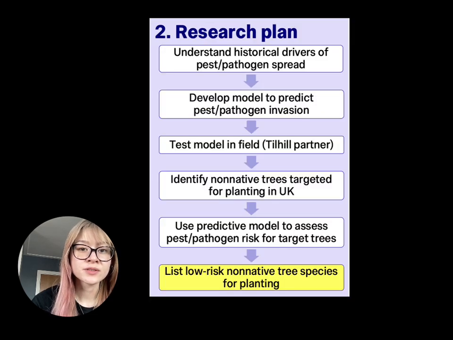So my plan is to first understand historical introductions of tree pests and pathogens in the UK that were linked to non-native trees and what made them successful or unsuccessful invaders. I will then build a predictive model based on this data and test it on field sites provided by my case partner Tilly Hill. Once validated, I can use this model to identify what exotic tree species have a low or high risk of introducing forest pests or pathogens that could greatly damage UK woodlands, with the intention of identifying low-risk species.